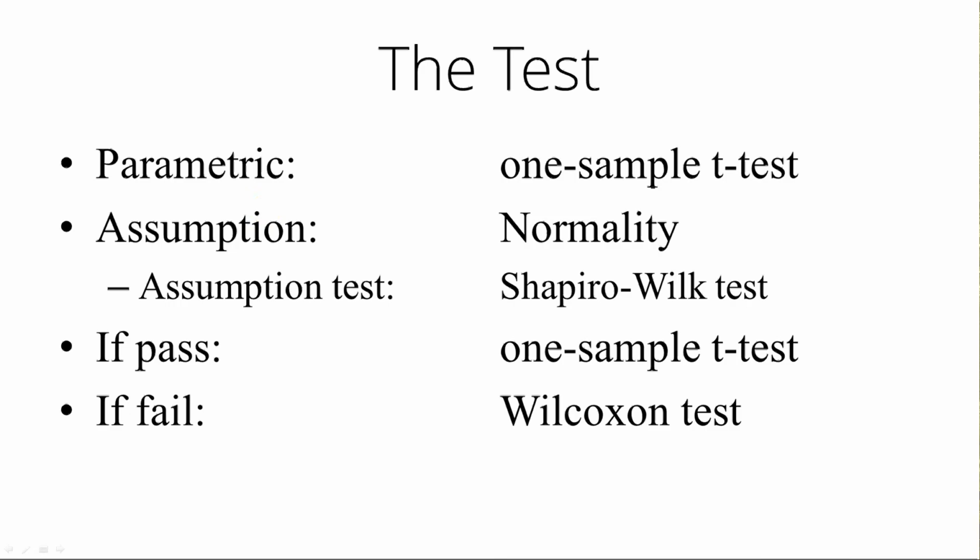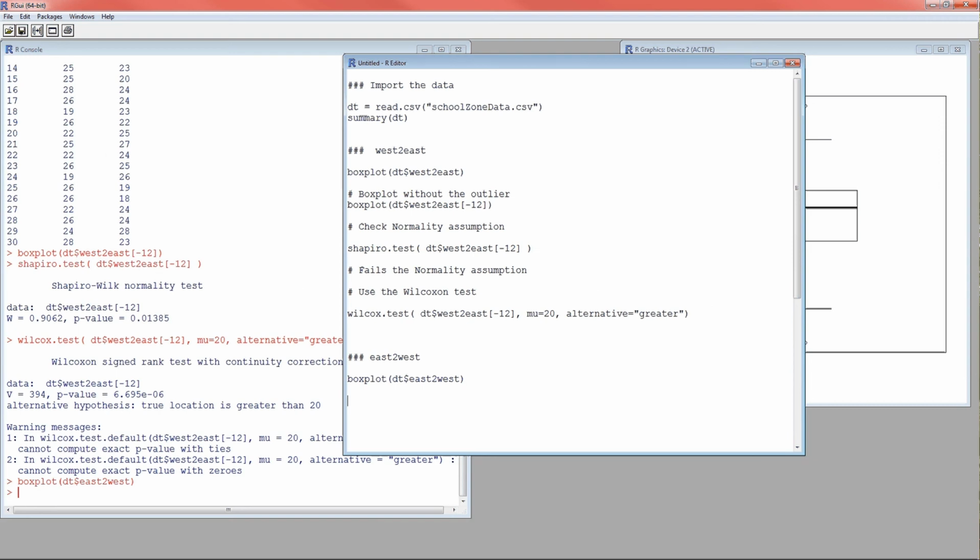Again, recall we would like to use the one sample t-test. The assumption of the one sample t-test is that of normality. That is, the data are generated from a normal distribution. The test of that is the Shapiro-Wilk test. Let's go ahead and perform that. Shapiro.test.